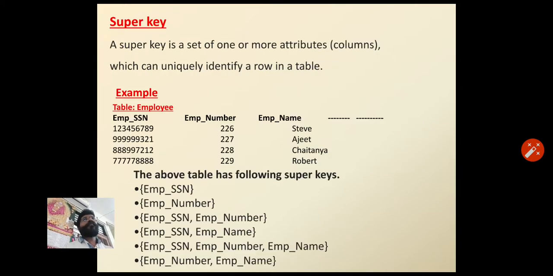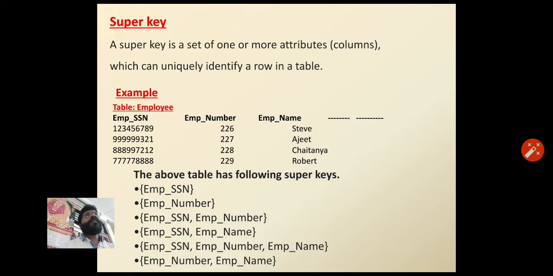Second, super key. A super key is a set of one or more attributes which can uniquely identify a row in a table. That means a super key is a set of such attributes which can uniquely identify a particular row in a table.